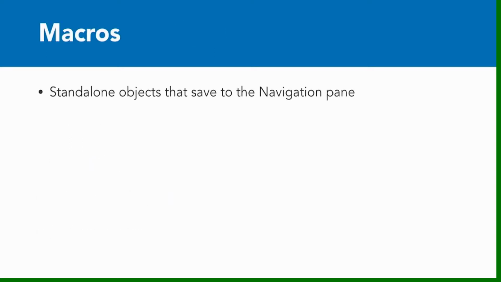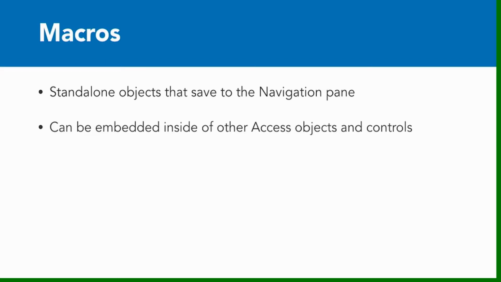Macros can be standalone objects that live in the database's navigation pane, just like all of your other database objects. They can also be embedded inside of other objects, such as a button on a form. If you were to make a copy of that button, the macro comes right along with it. This makes it really easy to reuse assets that you've previously built in other places throughout the database, which makes the experience more consistent for your end users and speeds up development for you.